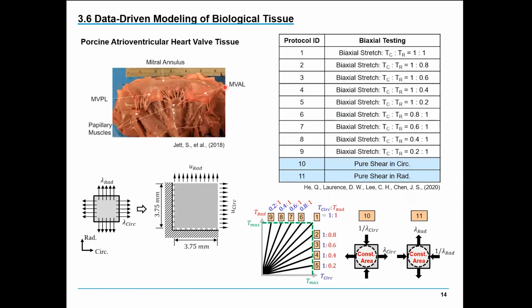The proposed approach is further evaluated by modeling biological tissue with experimental data, including nine biaxial stretching protocols and two pure shear protocols. For the biaxial stretching protocol, C is the circumferential direction and R stands for the radial direction. We have various loading ratios in these two directions. And because of the symmetry of the model, we use a quarter model in our data-driven simulations.